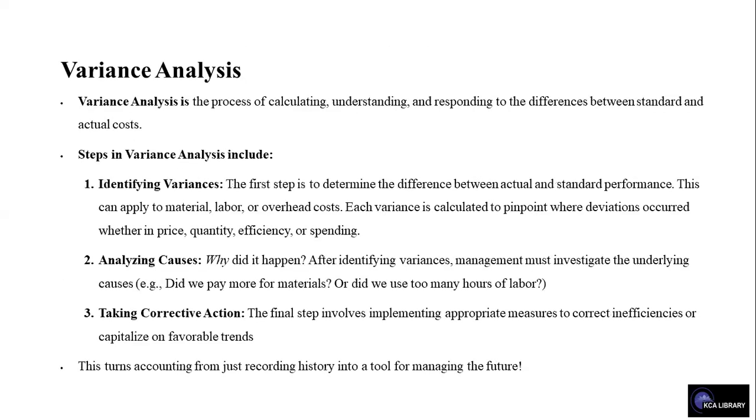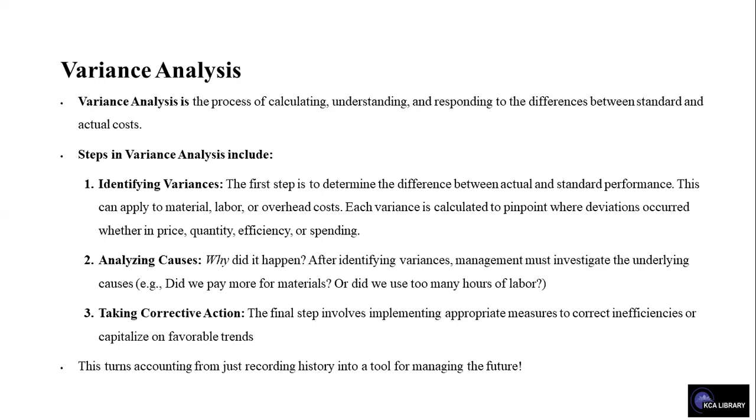Variance analysis is the process of calculating, understanding, and responding to the difference between standard and actual cost. The steps involved in variance analysis include, one, identifying the variance, that is, you determine the difference between actual and standard performance, and this can apply to material, labor, or overhead costs. Each variance is calculated to pinpoint where deviation occurs, whether in price, quantity, efficiency, or spending.